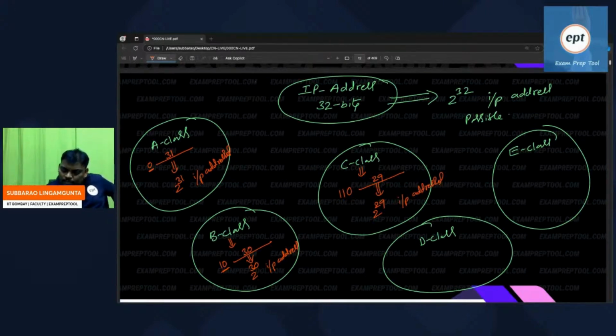If you go to class D, first 4 bits are fixed. Remaining 28 bits, you can change. Everywhere two choices, 2 power 28 IP addresses possible. So out of 2 power 32, 2 power 31 is A class, 2 power 30 B class, 2 power 29 C class, 2 power 28 D class. If you see the E class, 4 ones, followed by remaining 28 bits. Everywhere 2 choices, 2 power 28 IP addresses possible.